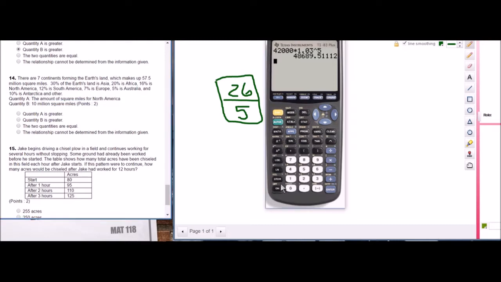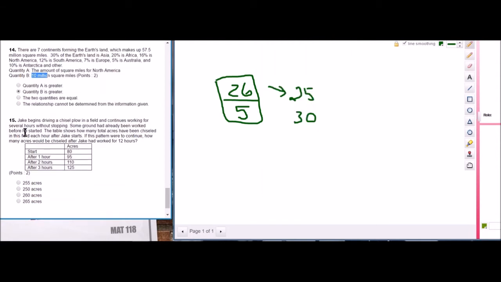All right, let's calculate that. So let's take a look here. So North America, 16% is North America. So we're at 0.16 times the 57.5 million square miles that the continents make up. So 16% of 57.5 is 9.2 million square miles. 9.2. So we have 10 here. That 10 is larger.